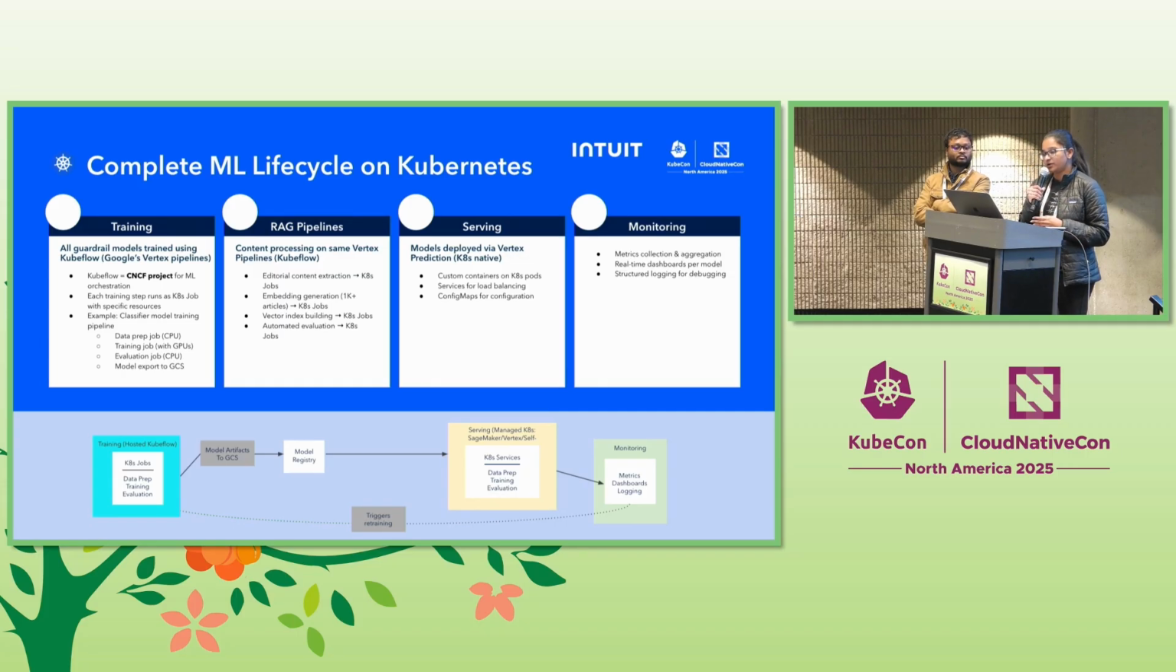One of the interesting aspects, apart from the traditional ML lifecycle we all know about, like training, serving and monitoring, is the RAG workflow. We see RAG as an extension of the model training component. RAG has different components, such as your content extraction flow, and then your embedding generation and index creation flow. We were able to extend our model training Kubeflow patterns with RAG pipelines as well.